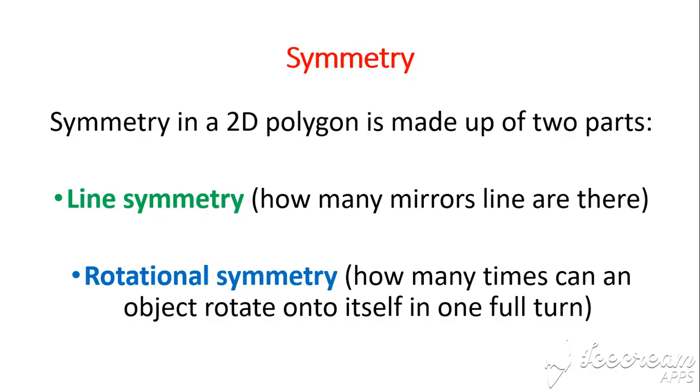Now, symmetry in a 2D or two-dimensional polygon is made up of two parts. The first part of symmetry is called line symmetry, and this is how many mirror lines or axes of symmetry there are.